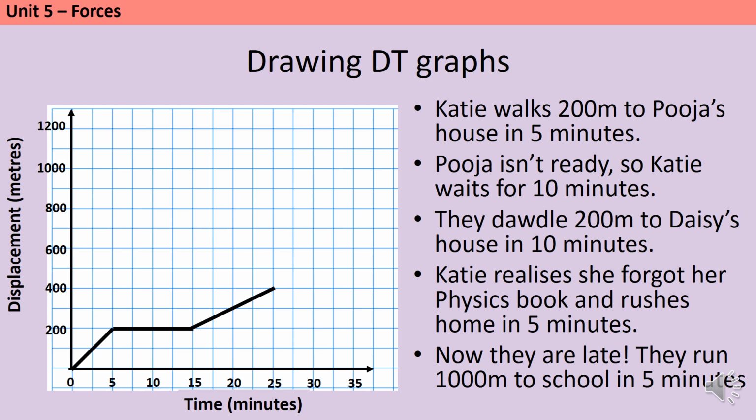Katie then realises she forgot her physics book and rushes home in 5 minutes. To show that she's gone back to the starting point, we're going to go all the way down to the x-axis. And it's going to take another 5 minutes, so from 25 minutes, our line needs to go up to 30 minutes. Now they are late and they run 1,000 metres to school in 5 minutes. So we're going to go up to 1,000 metres displacement and the time is going to be 35.